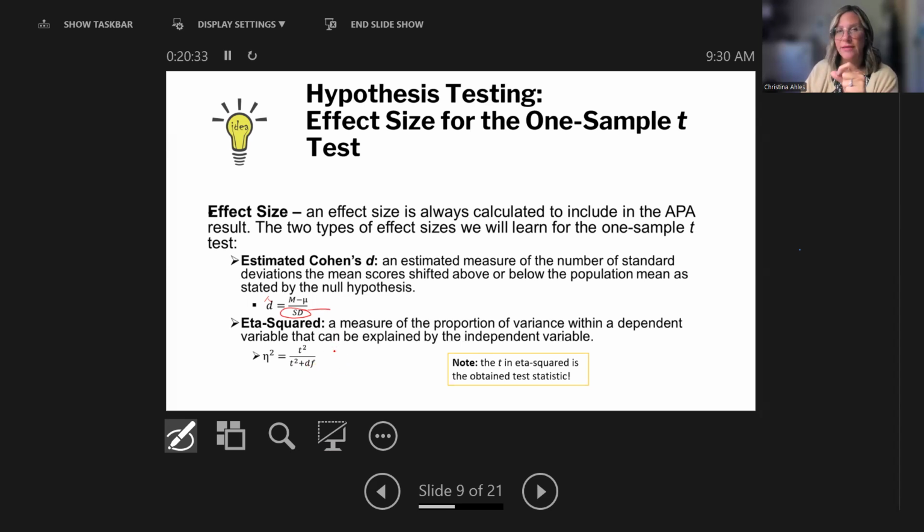This is where you should write this in your notes in bold. Your obtained test statistic, not the critical value. That is probably the biggest mistake I see. And when you calculate these, I'd put these in parentheses because otherwise it'll be t squared divided by t squared, and that's 1 plus your degrees of freedom, and that's a problem. So you want to make sure you put that in parentheses in your calculator.